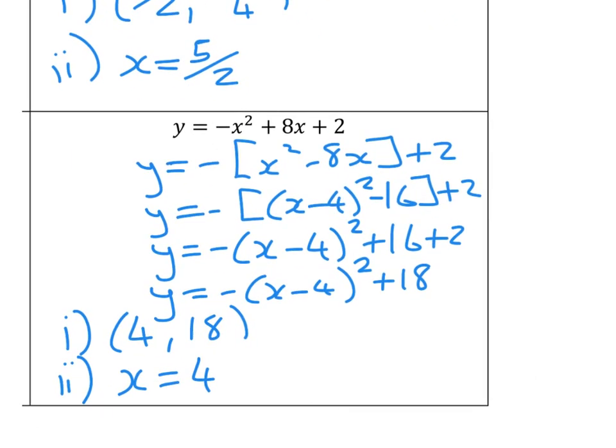And for the last one, factorize out the minus, complete the square, times by the minus, and then add the 2 at the end to get plus 18. So the turning point would be (4, 18). And as I said before, that would be a maximum because it's going to look like an n. So the maximum point is (4, 18), and the line of symmetry is x equals 4. So make sure the notes are filled in, and then spend the rest of the time doing the practice.